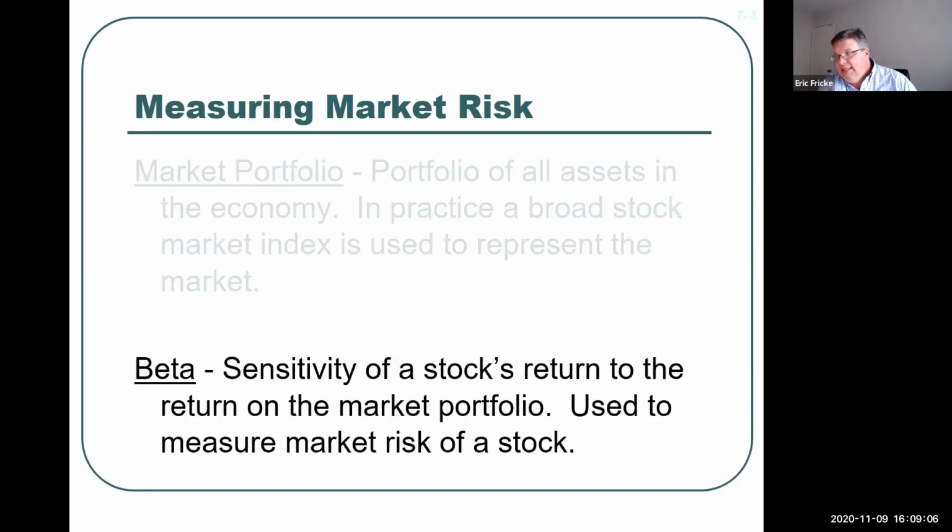The second concept that we're going to look at in more detail is the concept of beta. Beta is basically the sensitivity of a stock's return to the overall market return. And this is our second measure of how we measure risk for a stock. Our first measure was standard deviation, and our second measure that we're looking at now is called beta.